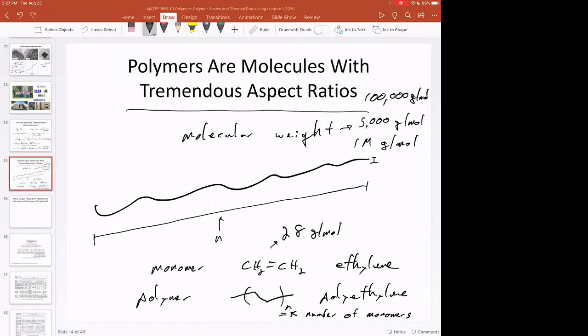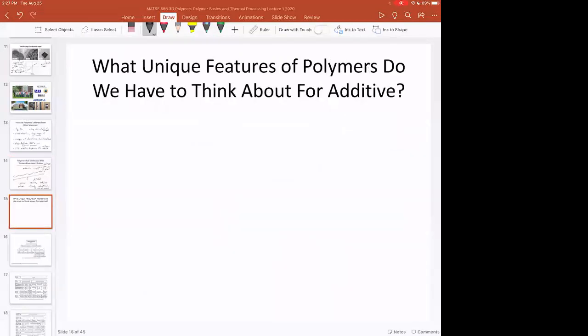Okay, so again, we're going to talk about a couple esoteric things about polymers, but of course this is an additive course. We're going to talk a lot about additive, but if we don't understand polymers, it's really hard to understand the additive part. So what unique features of polymers do we have to think about for additive? I'm just going to put down thermoset versus thermoplastic.